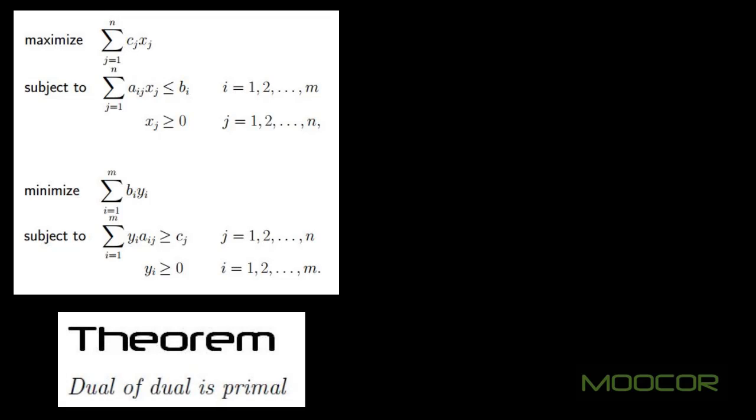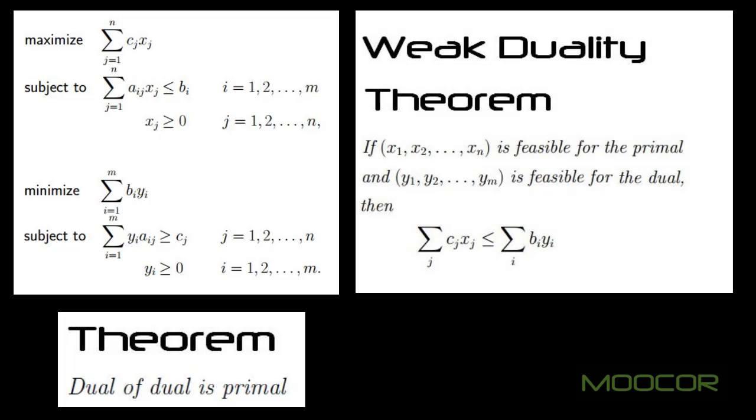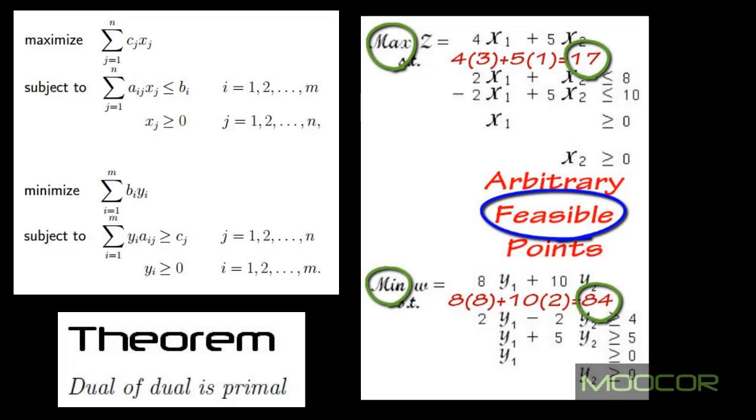We just learned the theorem that the dual of a dual is a primal. Now we are going to introduce another theorem, the weak duality theorem, and it simply states that if you have two feasible solutions for primal and dual, the value of the objective function of the primal is going to be less than or equal to the value of the objective function of the dual. This was represented in the same observations that we did earlier.